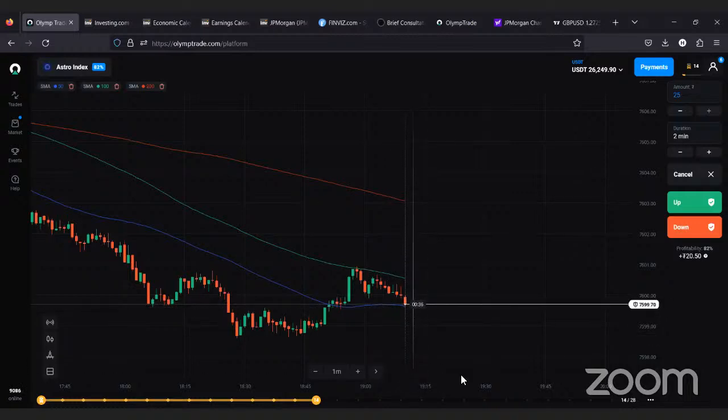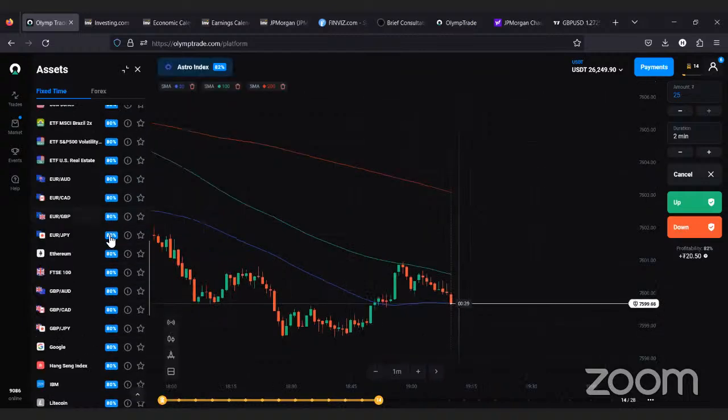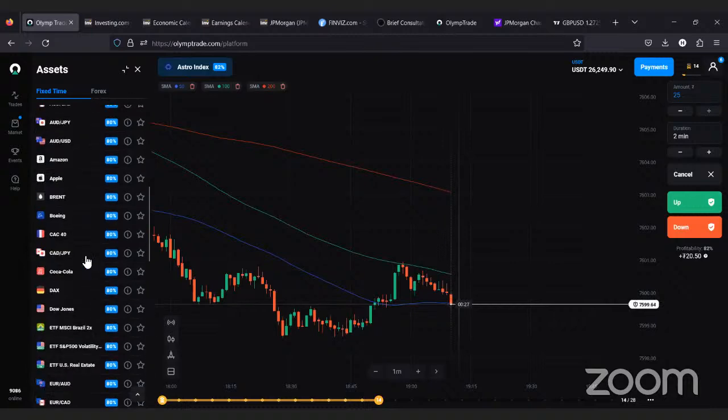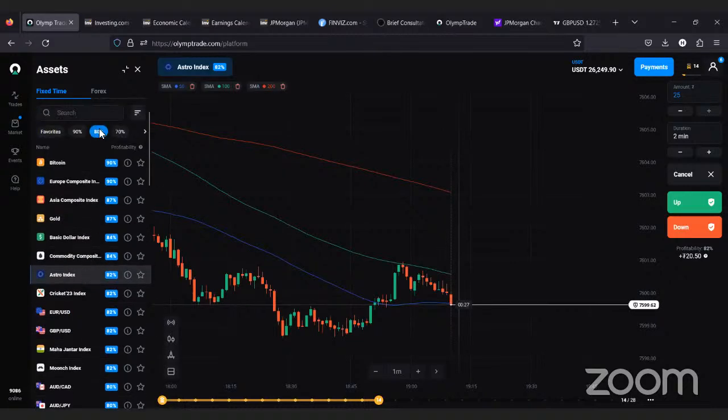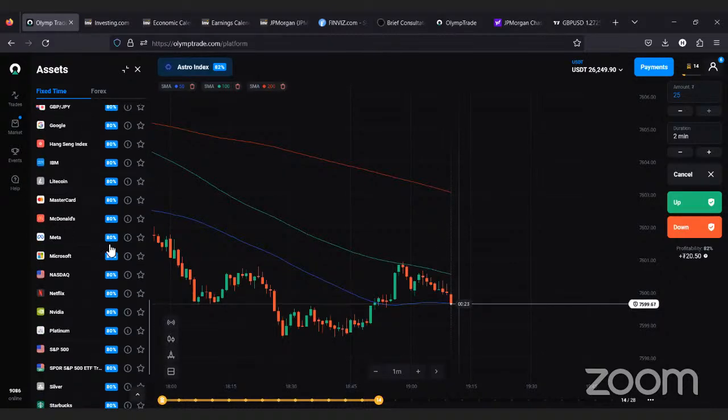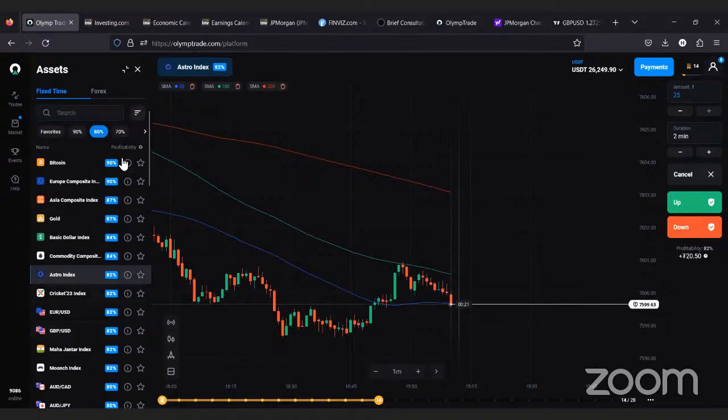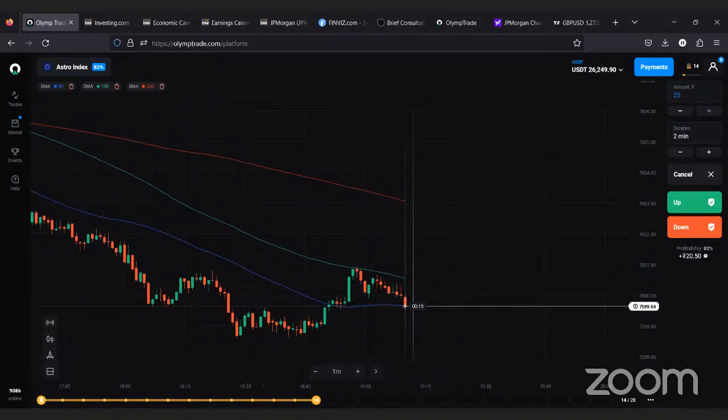Always remember, when opening the trade, to choose an asset which is providing you a minimum 80% success rate. So what you need to do is click on the 80% and go accordingly from 90 to 80, but the minimum should be 80%.